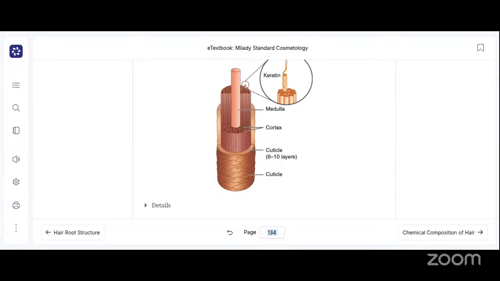So the cuticle is 6 to 10 layers, so it's pretty thick. It protects the cortex. All right, this is what happens in the cortex. All chemical services are in the cortex. The elasticity, the strength of the hair is in the cortex. The moisture levels are in the cortex, and the melanin, the pigment of the hair, is in the cortex. This is why the cuticle is there to protect the cortex.